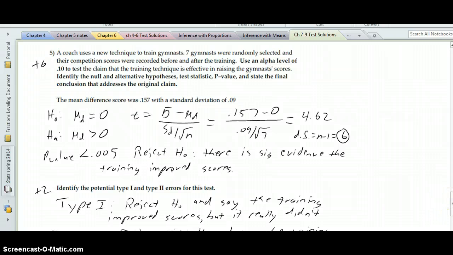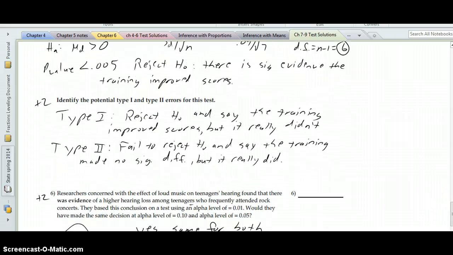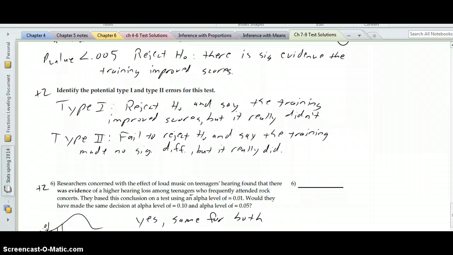And then the type 1 and type 2 errors for that. We say, yeah, reject, say the training did improve, but it really didn't. Type 2 is to say we failed to reject, say nope, didn't make any significant difference, but it really did.